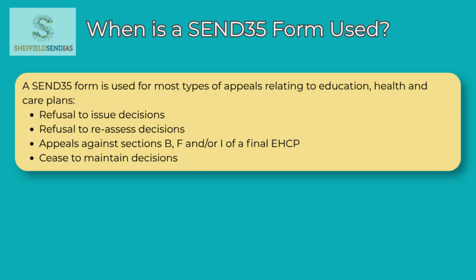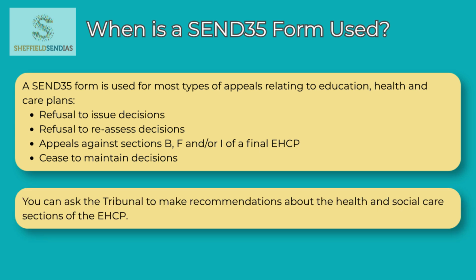Section B is the description of your child's educational needs. Section F is the description of the educational provision which should be in place for your child, and Section I is the educational placement. And finally, cease to maintain decisions, where the local authority have decided the EHCP is no longer needed. You can also ask the tribunal to make recommendations about the health and social care sections of the plan, but in order to do this, you will need to also be appealing either Section B, Section F or Section I.